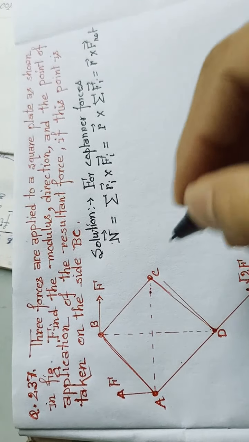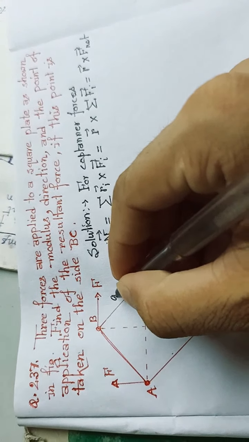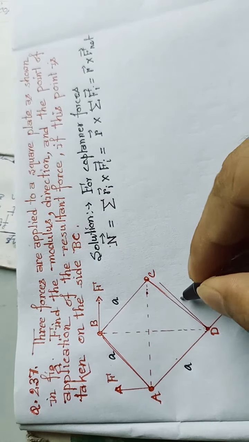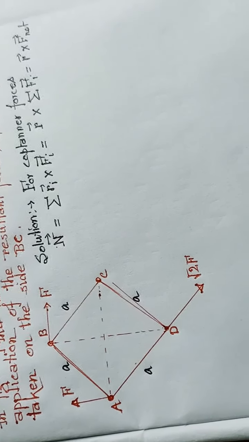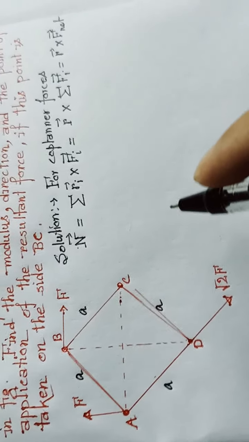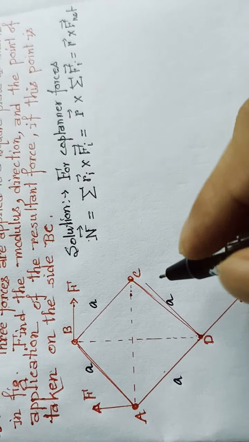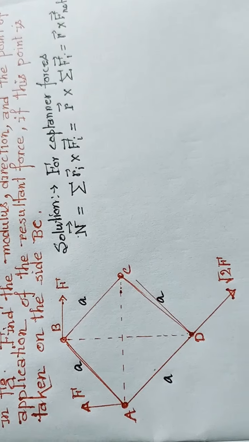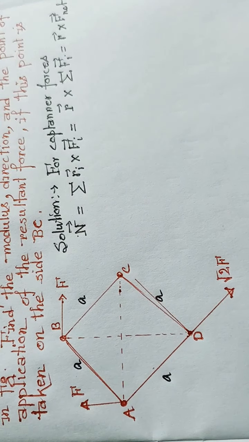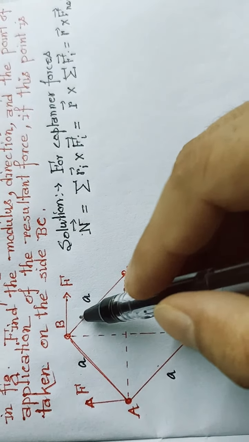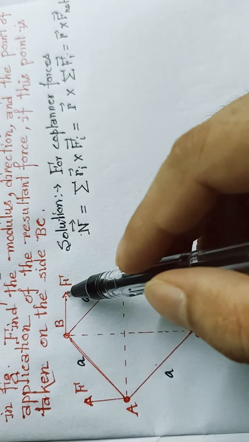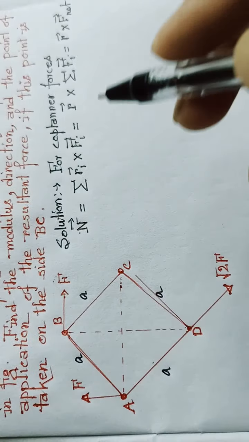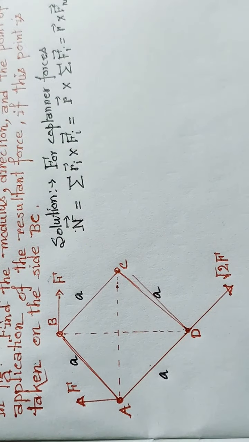Now see, as this is a square, let's take the length of every side of this square as A. A is the length of every side of this square. Now we're taking the positive x direction as the positive direction of all the forces. As the force on point B is acting in the positive x direction, it is not required to take any projection on the x-axis for the force which is acting on point B.